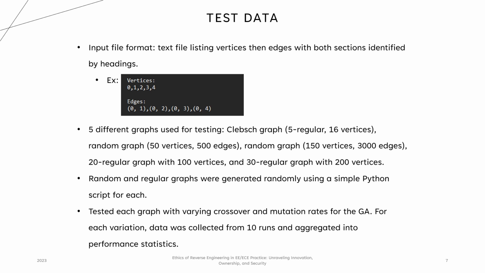And so each graph is going to be tested with varying crossover and mutation rates in the genetic algorithm. And for each variation, data was collected from 10 different runs and then aggregated into performance statistics, which I'll show in tables. I also want to note that for some of the graphs, I varied the amount of generations, and I'll talk about that when I get to those graphs. Also, a population size of 100 was used for all of these graphs.